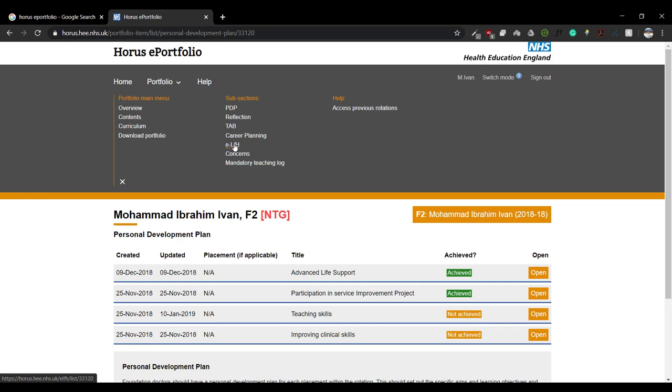We will also see another important thing later on when we discuss the ELFH. I'm not sure whether you've heard of it, but it's a very important e-learning space for the foundation doctors, which we will discuss in upcoming lessons. So this portfolio, what do you do? If you put in the contents, there are different things that you can do.